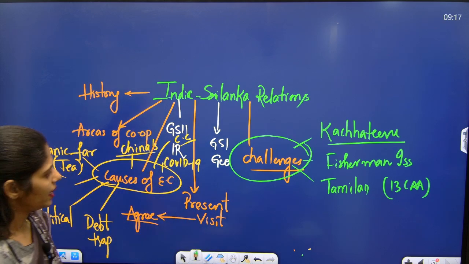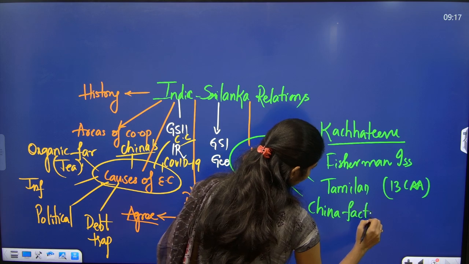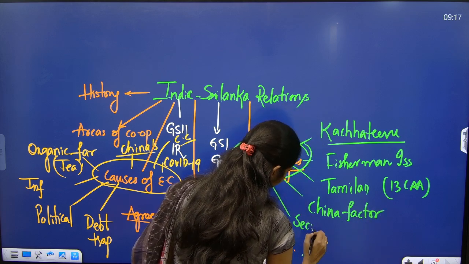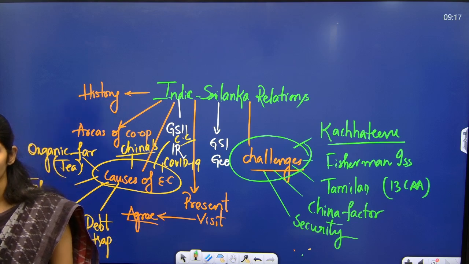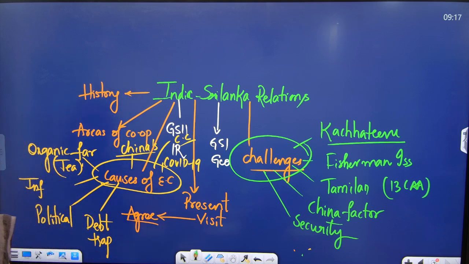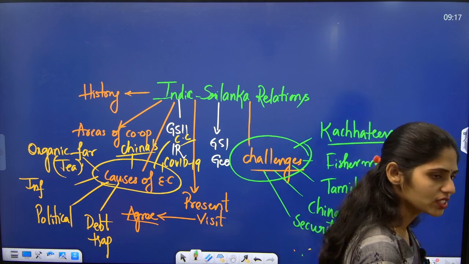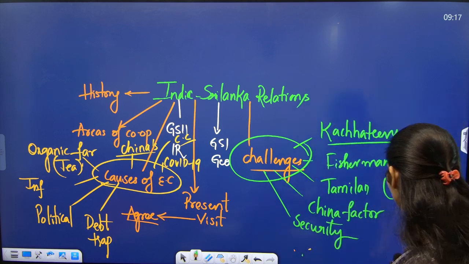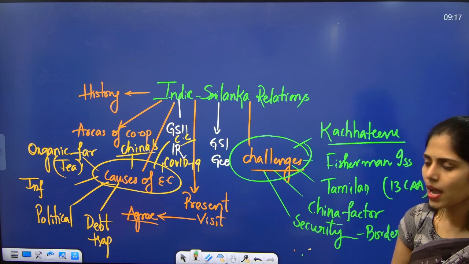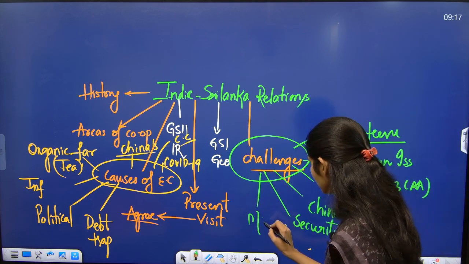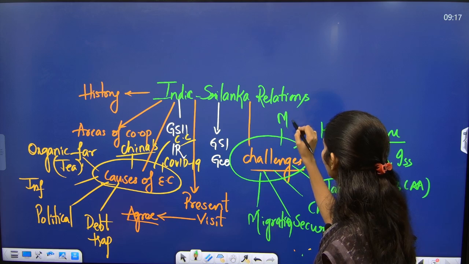Next. Can I add the China factor here? Yes, security. Next, any more challenges? Come on, you can do it. Tell me. Katchatheevu Island, fishermen issue, Tamil issue, China factor, security. That is border security, right? Especially. Next, migration. Maritime water boundary. Yes, very good. Maritime water boundary.